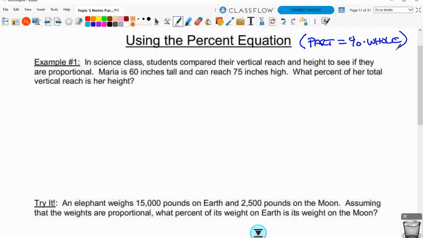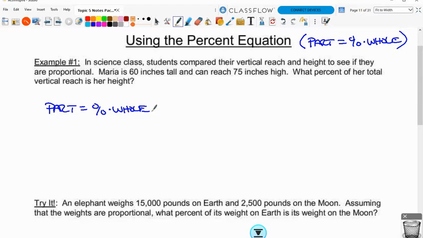And in example 1, we're told that in a science class, students compared their vertical reach and their height to see if they are proportional. Maria is 60 inches tall and can reach 75 inches high. What percent of her total vertical reach is her height? In order to answer this question, we're going to start by writing that percent equation. Part equals percent times whole.